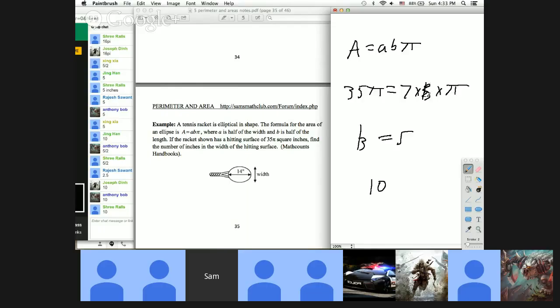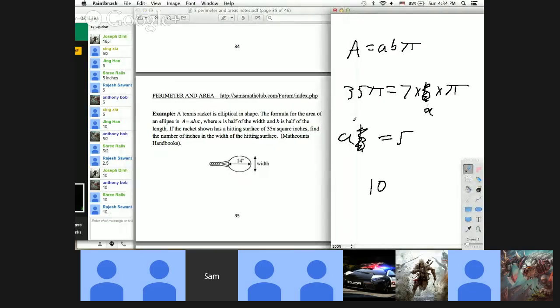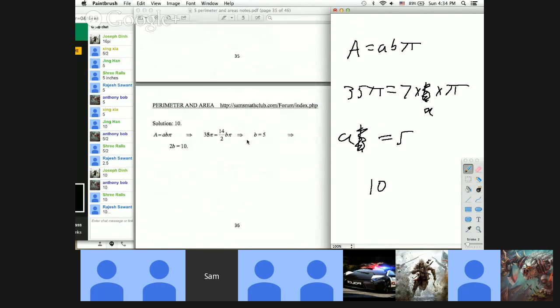This would probably be A. And it says A is half the width, and it says how many inches in the width. So just double whatever you had before, yeah. So the answer is 10. So again, to reiterate, you got to read carefully. You see that A is only half the width, and it asks for the whole width, so you double it. So read carefully.